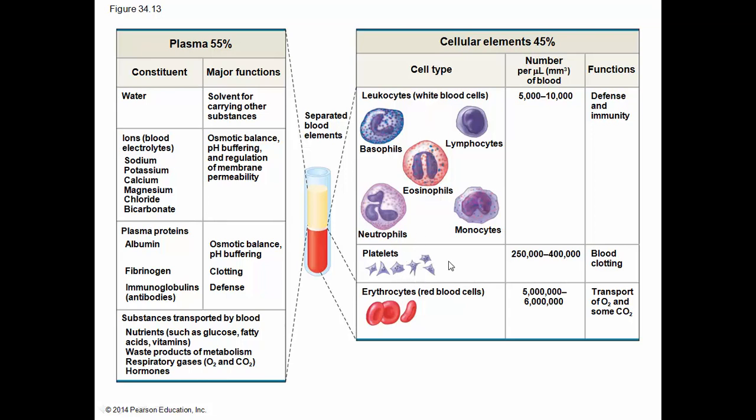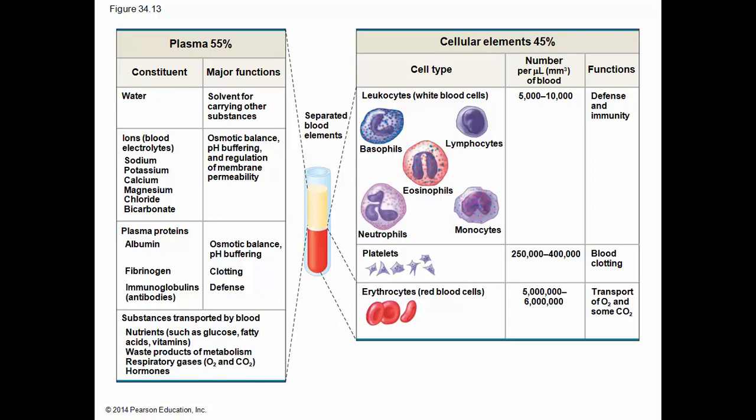There are platelets, which are involved in clotting. Whenever there's a rupture in the wall of the blood vessel, in the endothelium or the connective tissue, the platelets will swarm in there, cover that area, and try to clot it up.